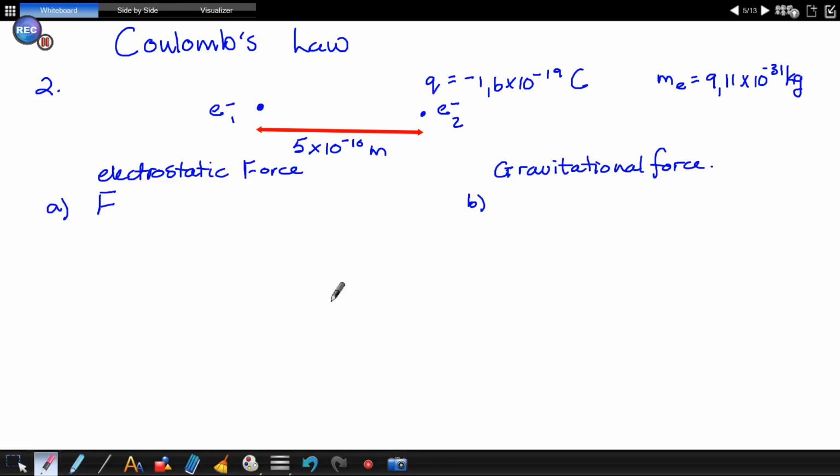So in one we're going to use Coulomb's law. Can I say Q1 squared? Because they're two electrons, divided by the distance squared. And in the other one, we're going to use gravitational force. Can I say M squared? And distance squared. I'm giving you some time to get to that.